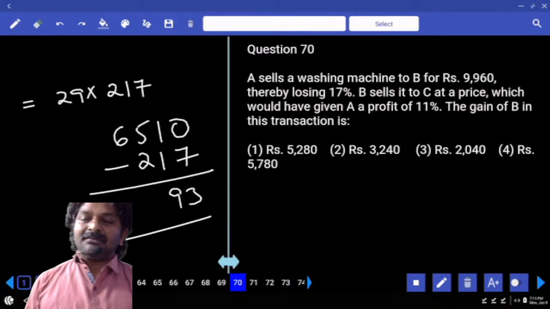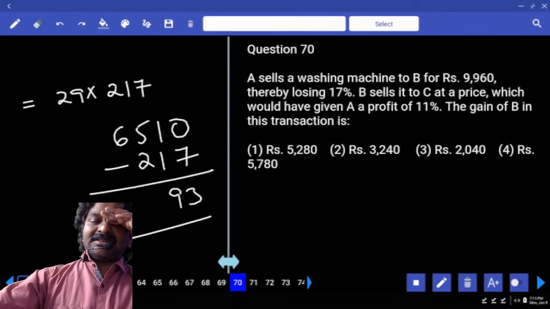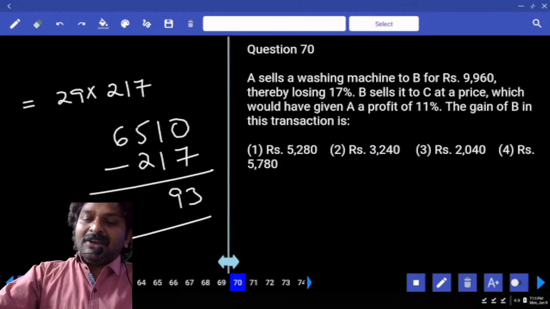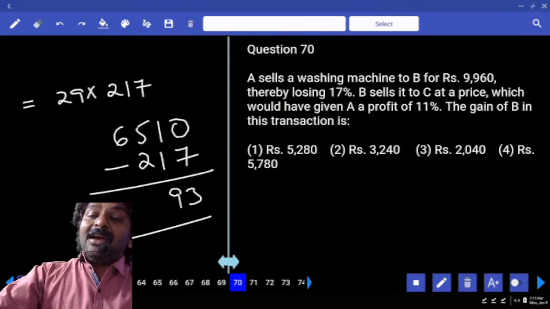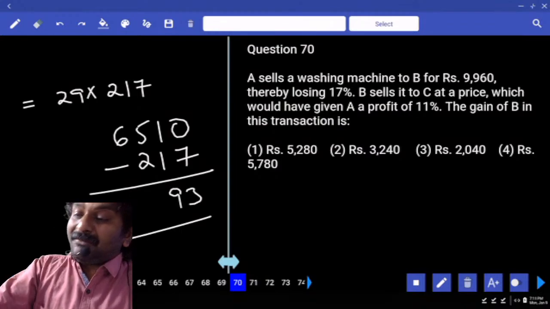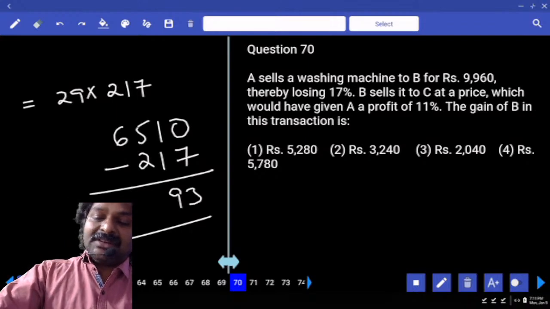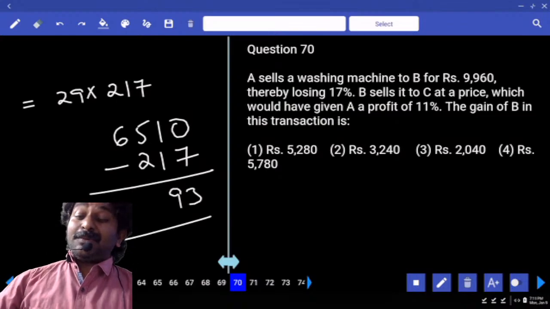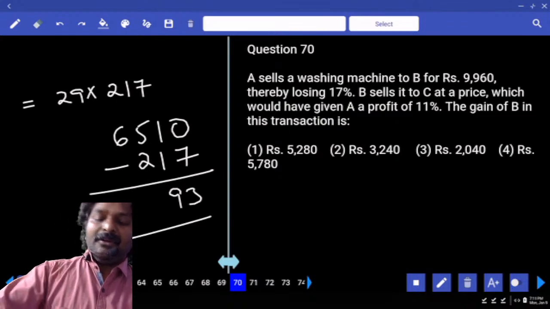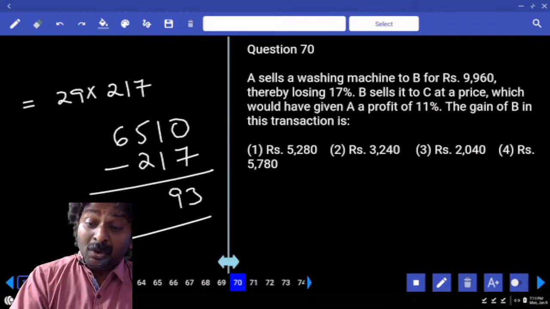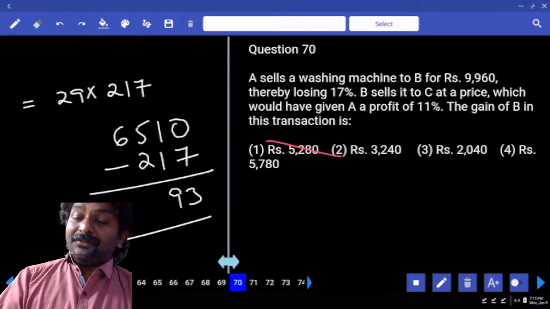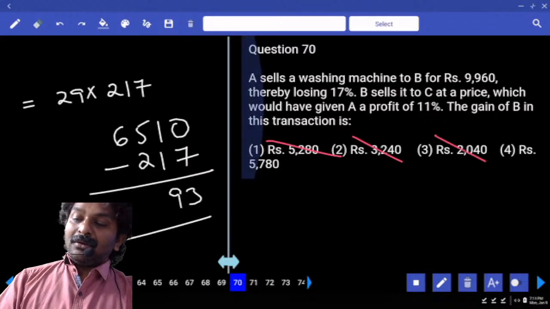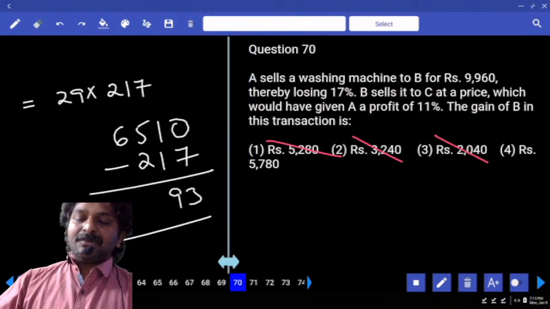A sells a washing machine to B for 9960 and thereby losing 17%. B sells it to C at a price which would have given a profit of 11%. The gain of B in this transaction is. In this transaction 28% gain. 28% should be 7 multiple. 49 38 no. 28 44 no. 14 64 no. Fourth has to be your final answer.